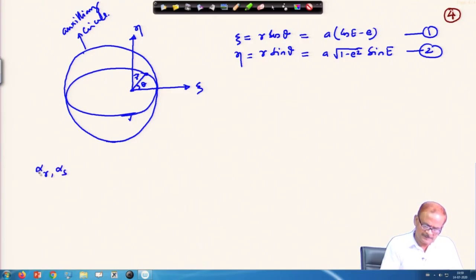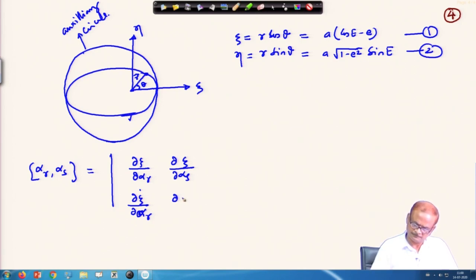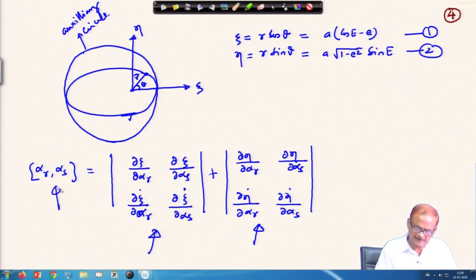we have to evaluate the Lagrange bracket for alpha r, alpha s. What we looked into is that this will be dou xi by dou alpha r and dou xi by dou alpha s. So we need to evaluate these Lagrange brackets, which we have expanded. We need to evaluate these determinants or the Jacobian.